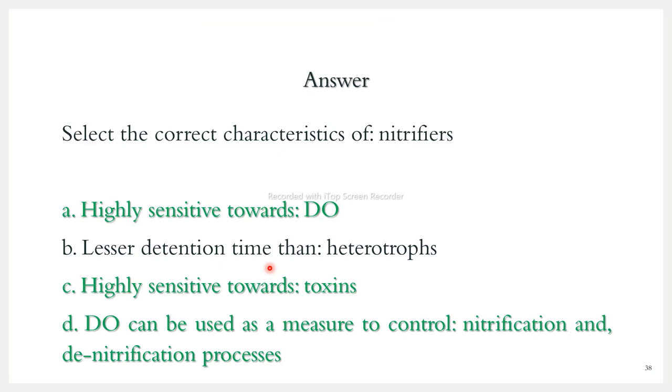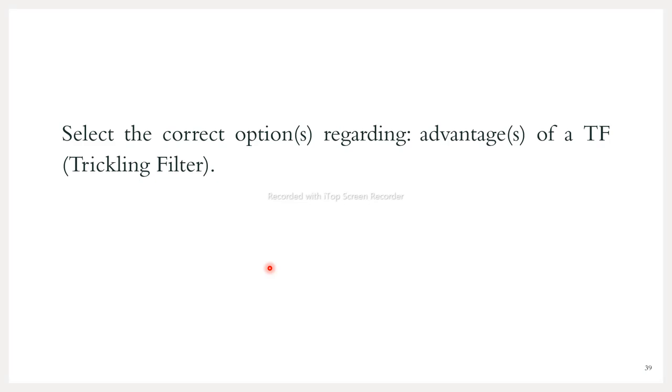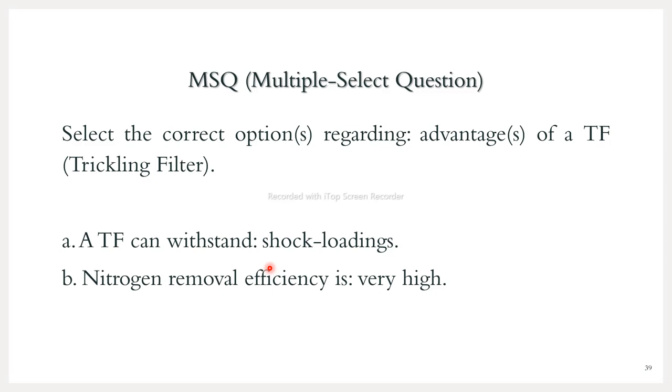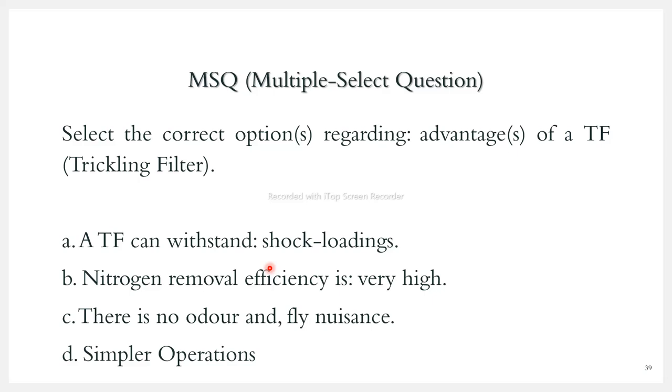Okay, now next question is, select the correct option regarding advantages of a trickling filter. It is also an MSQ, multiple select question. Option A, a trickling filter can withstand shock loadings. Option B, nitrogen removal efficiency is very high. Option C, there is no odor and fly nuisance. And option D is simpler operations. Which are the correct options regarding advantages of a trickling filter?